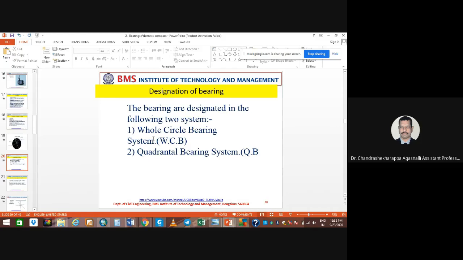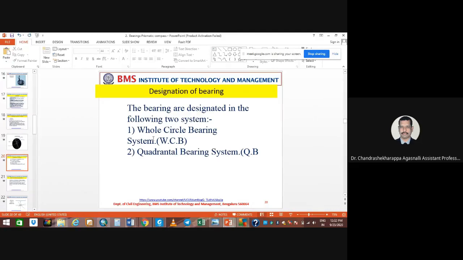Some people are familiar with, or find it very convenient to take, a WCB, that's a whole circle bearing. Some are more comfortable with quadrangle bearing systems. So it depends. But when you are going to take the readings, either you should take WCB for the whole project, or you can take quadrangle bearing systems. Don't take one station in WCB and another station in quadrangle bearing systems. Again you have to convert it.